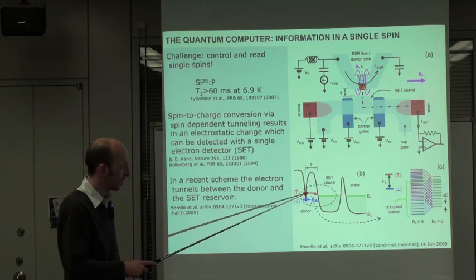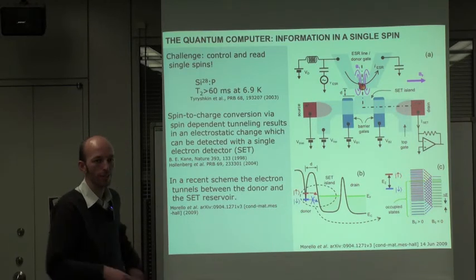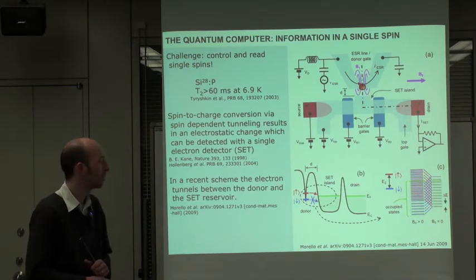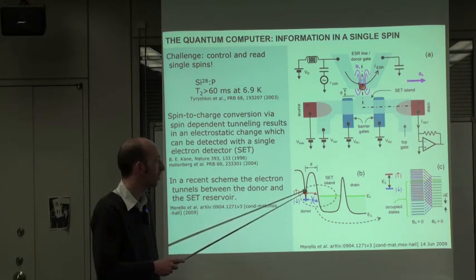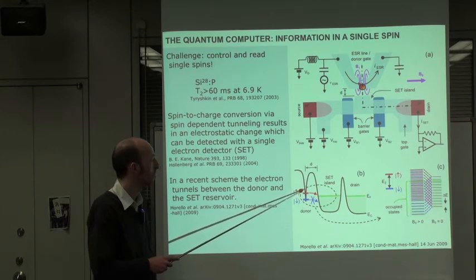So when the charge moves, there's a change in the electrostatic force, and if you see a change, then you know which spin state your phosphorus atom was in.